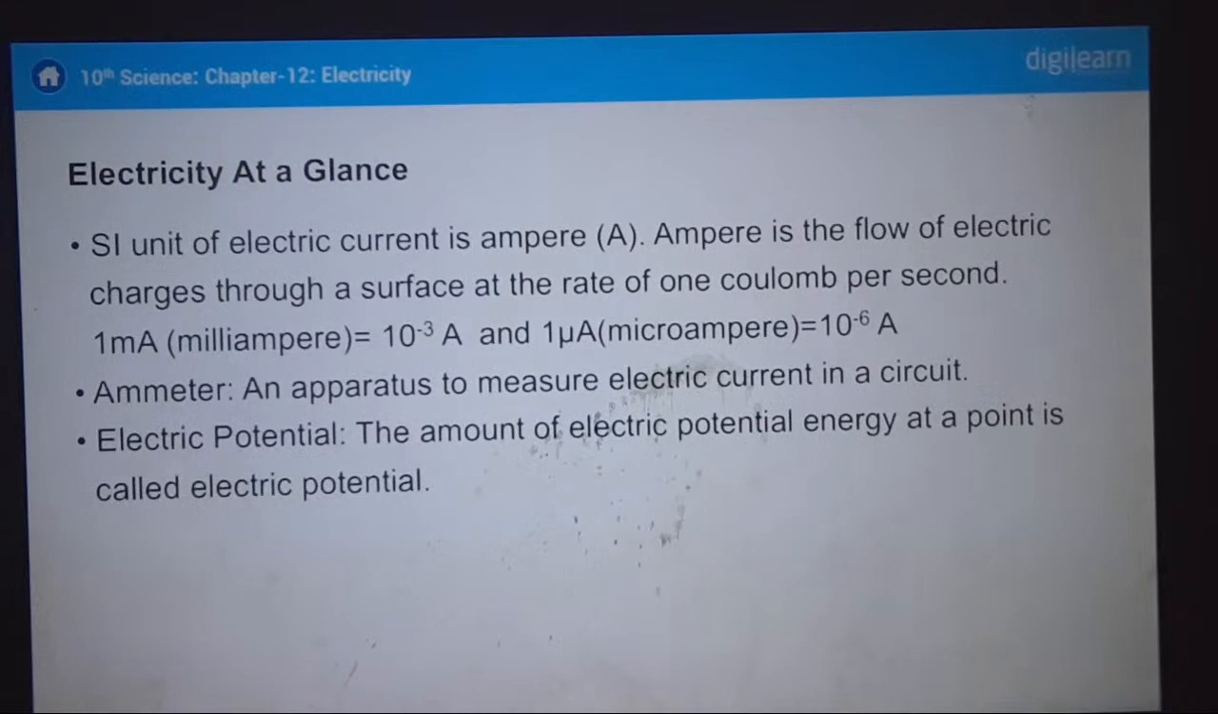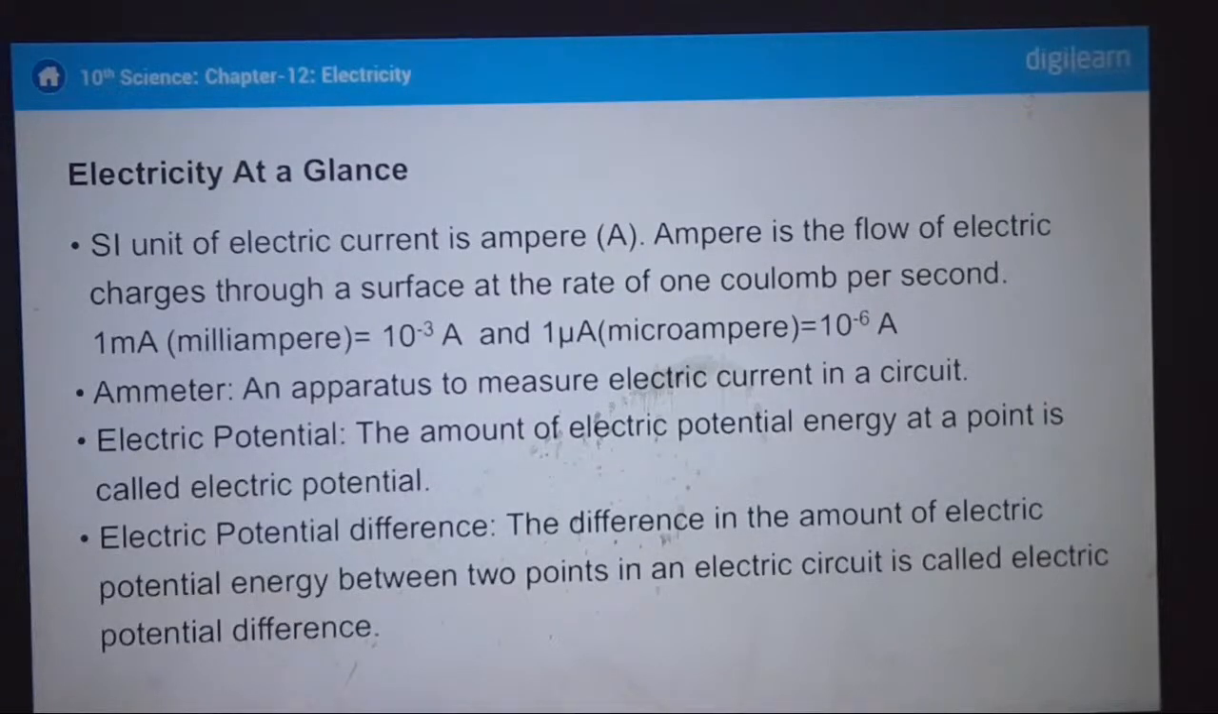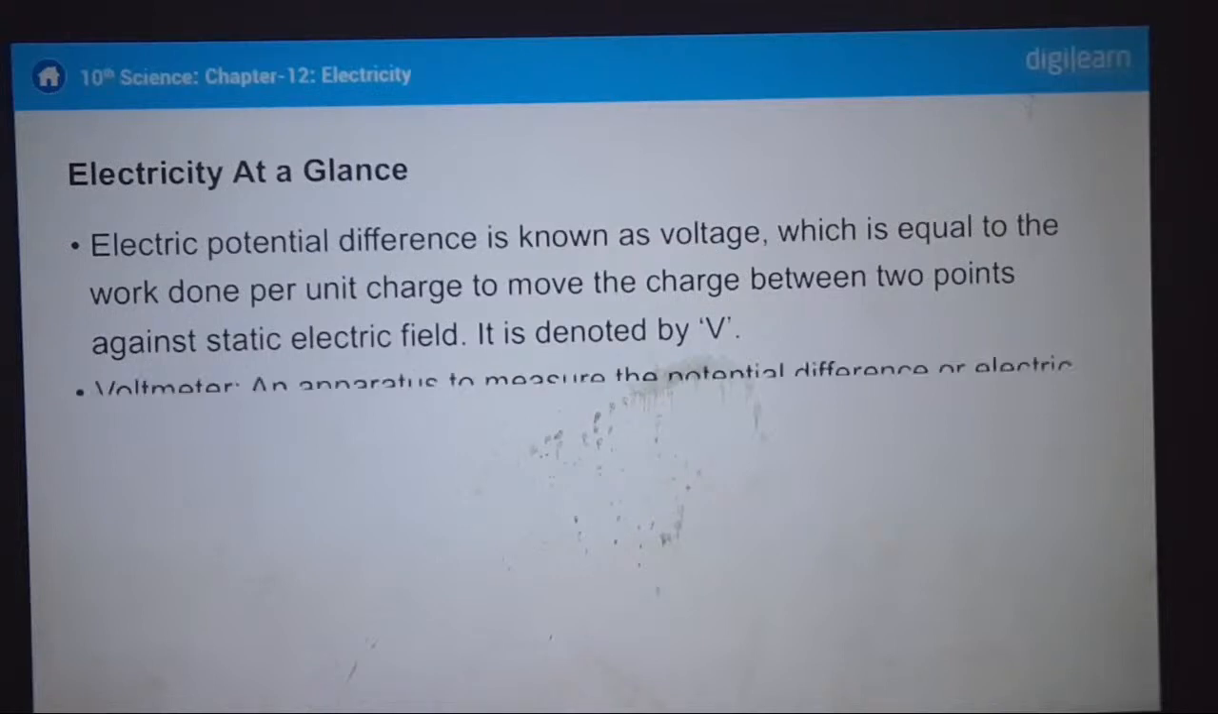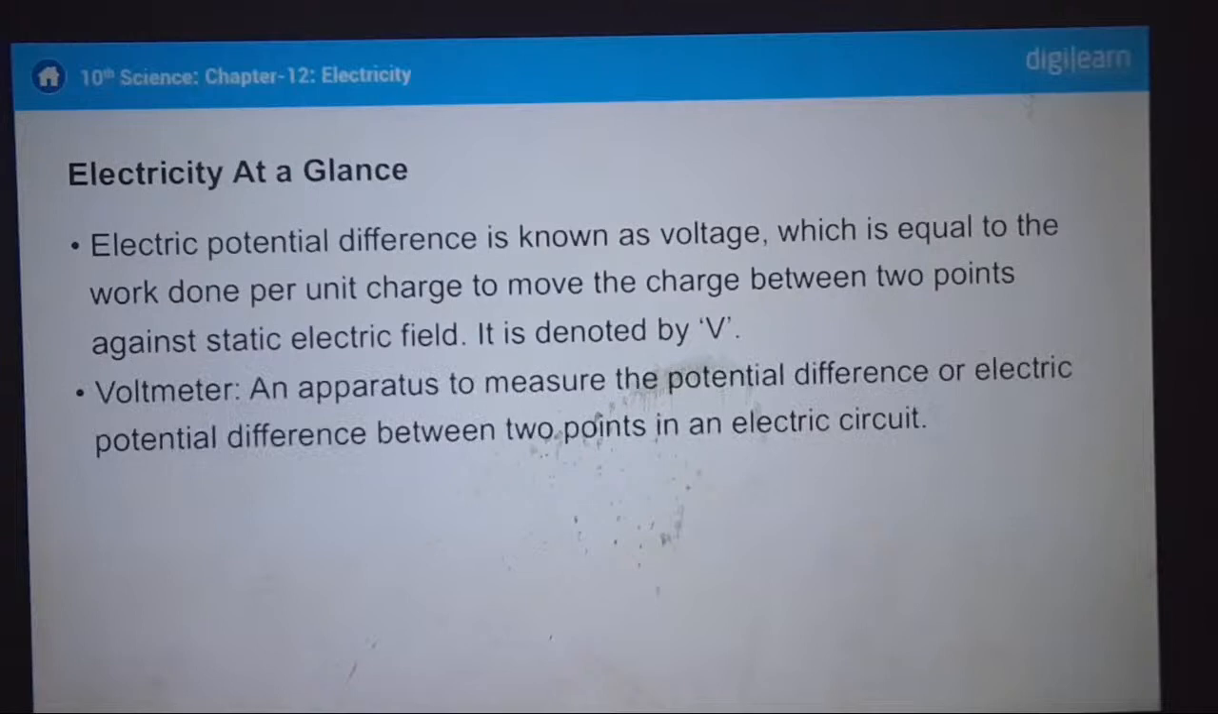Electric potential. The amount of electric potential energy at a point is called electric potential. Electric potential difference. The difference in the amount of electric potential energy between 2 points in an electric circuit is called electric potential difference. Electric potential difference is known as voltage, which is equal to the work done per unit charge to move the charge between 2 points against static electric field. It is denoted by V.